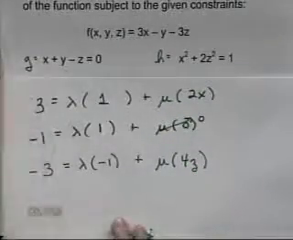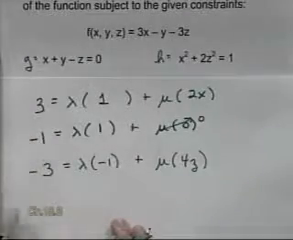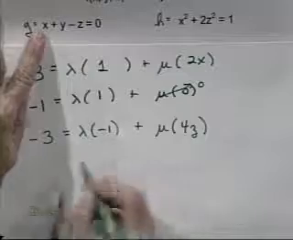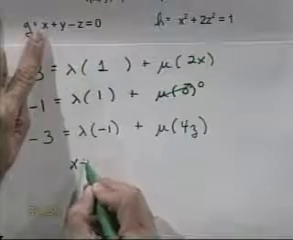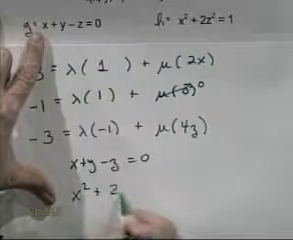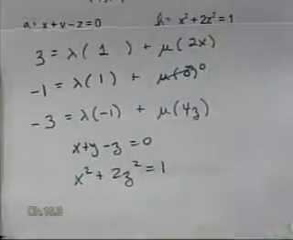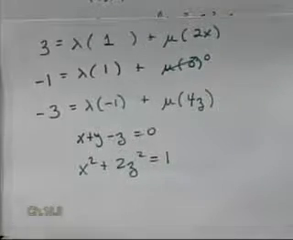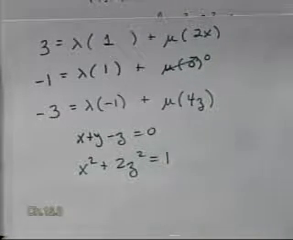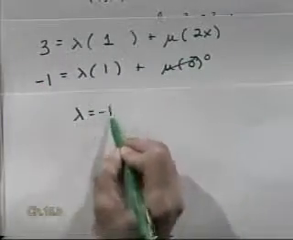Notice right now I have five unknowns and three equations. Your other equations come from your two constraints. X plus y minus z is 0, and x squared plus 2z squared equals 1. So here are my five unknowns: lambda, mu, and x, y, z. Well, which equation do you think I'm going to jump on? That middle one. Look what it tells me. It says lambda equals negative 1.